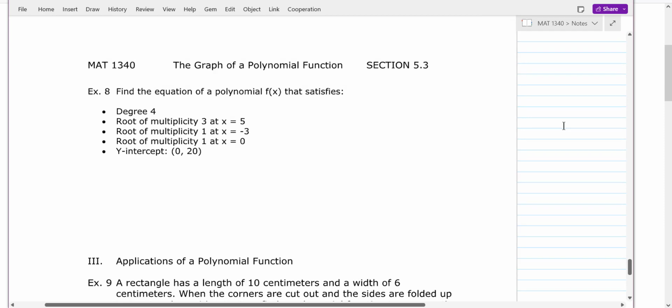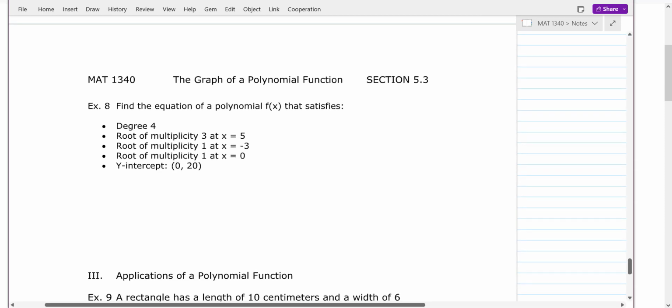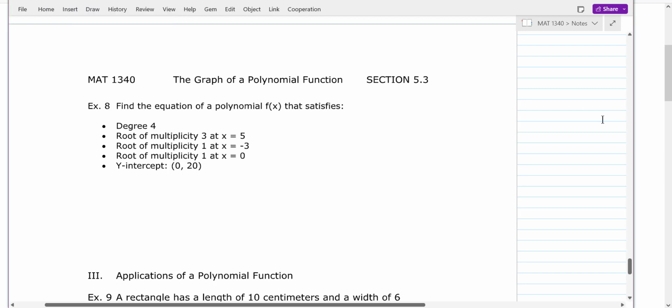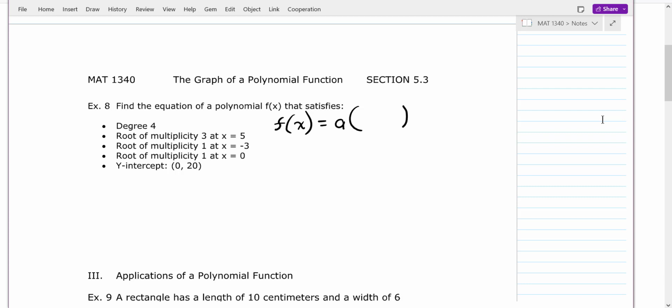What we're going to do on this example 8 on the next page is the same kind of problem. It says find the equation of this polynomial. So it's the same thing that we just got through doing, really. We're going to set this up. Go ahead and write this on your paper. You're going to have f of x equals a, and then we have 3 zeros. Now, the words root and zero essentially mean the same thing. So roots and zeros are going to mean the same thing.